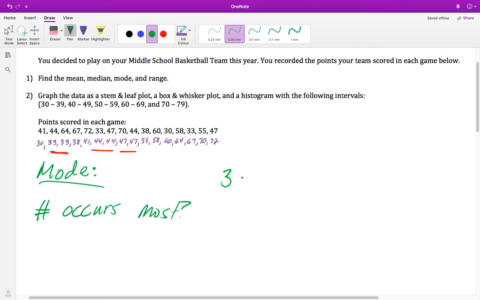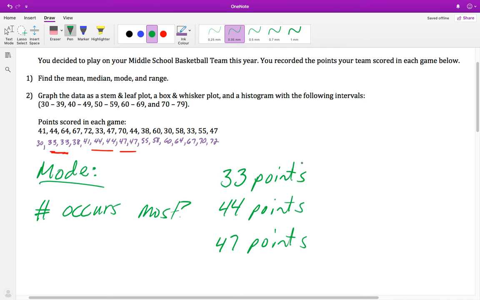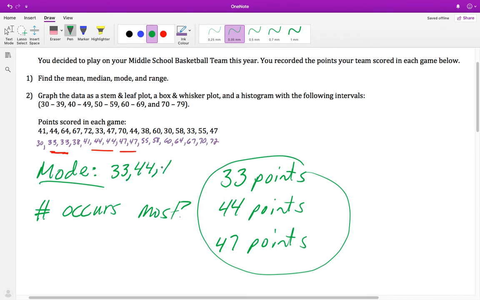So our mode, or in this case, modes, we actually have 3 of them. We have 33 points. We have 44 points. And we have 47 points. In this case, we actually have 3 modes. If you just wrote it as 33, 44, and 47, you would get credit as well. You don't need to write the points necessarily. Our mode is which ones occur the most. And if we have multiple values that occur the same amount, as long as it's more than 1, then that means they're all our mode.